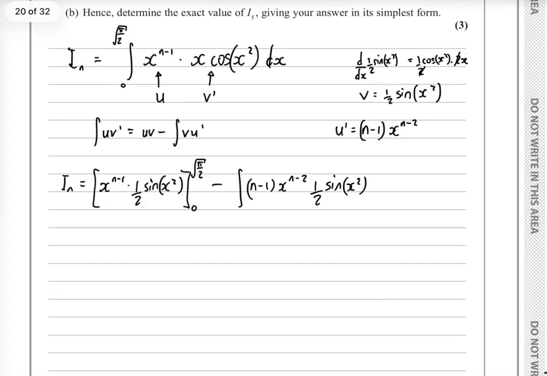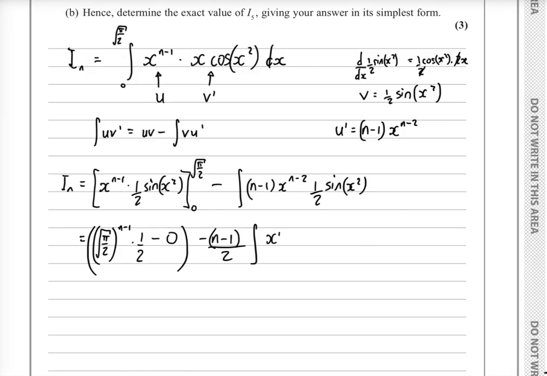So dealing with the limits here, we've got root pi by 2 to the n minus 1 times by a half, and if you put that into the sine there, we get a 1, so that's just a half. And then for the 0, we get 0 times 0. So that's our limits on the first part. And then if I take the n minus 1 out of the integral here, and take the 2 out as well, we integrate x to the n minus 3 times x sine x squared.